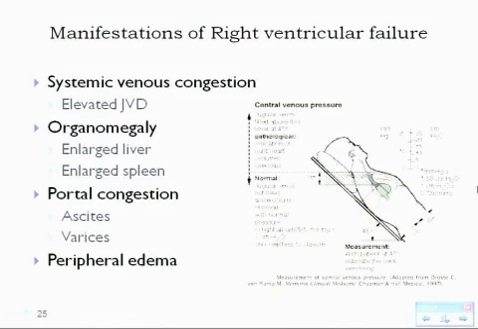But the most common cause of right-sided failure is left-sided failure, so usually you get both things going on. So if you see elevated JVD and you hear wet lungs, what do you have? You have both: left ventricular failure with right ventricular failure. Okay? If you do have isolated right ventricular failure or combined, you get portal congestion, ascites, varices can develop, and peripheral edema is usually a prominent sign.